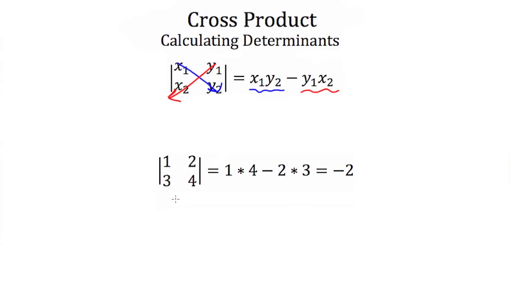So if I have the matrix 1, 2, 3, 4, and I wanted to find its determinant, I would take 1 and 4 and multiply them together, and then I would subtract 2 and 3 multiplied together. The determinant of this matrix is equal to -2.